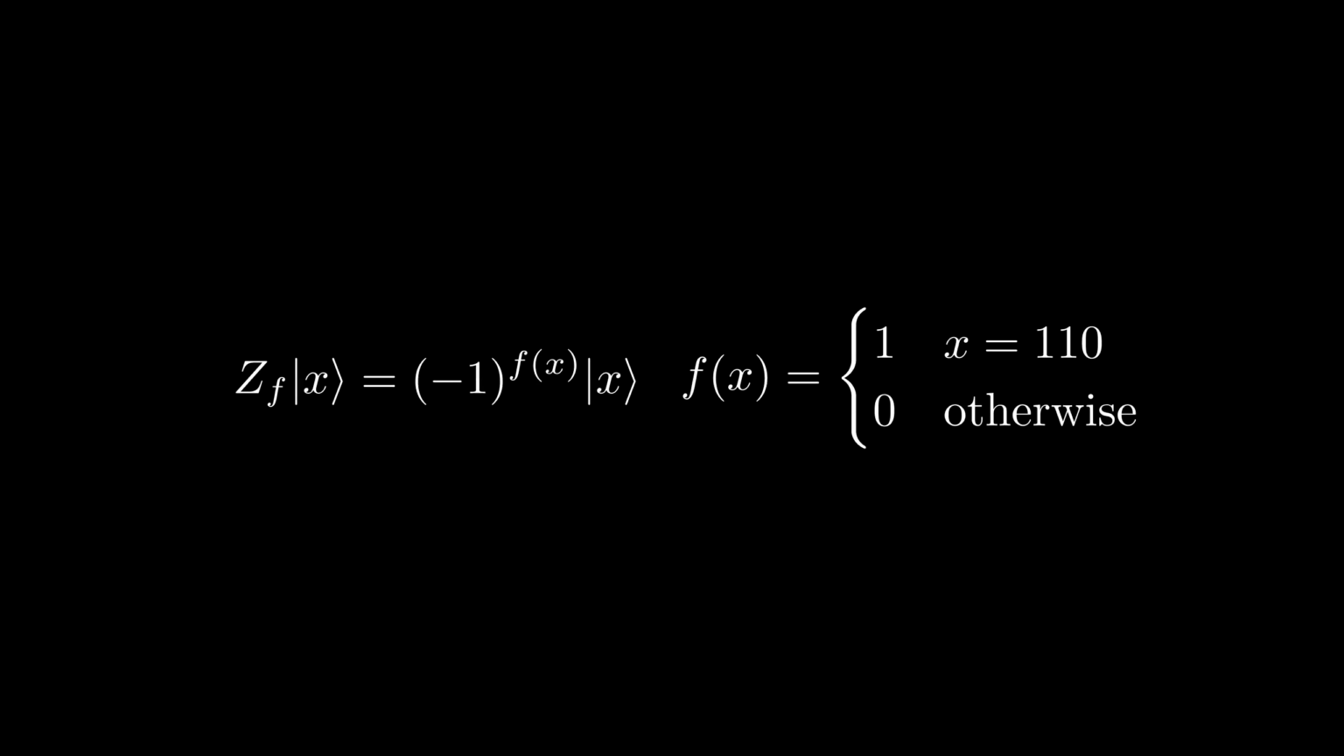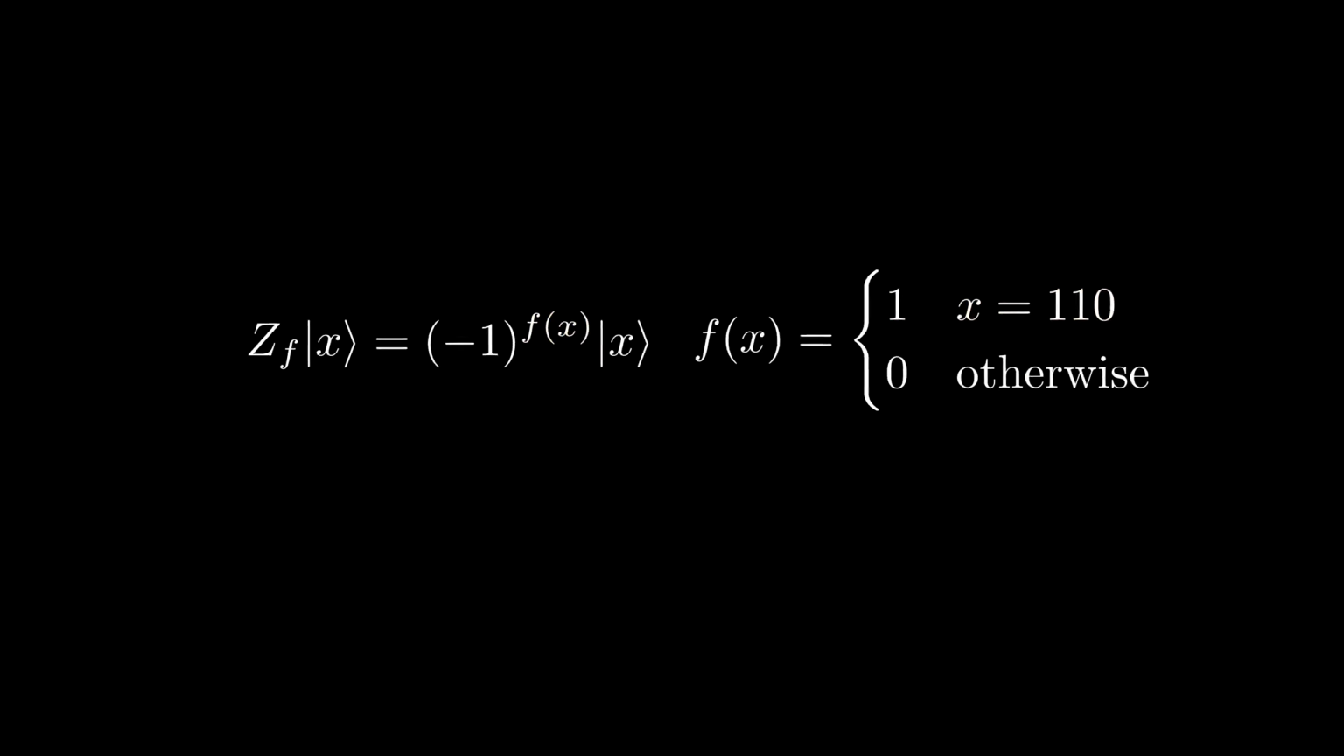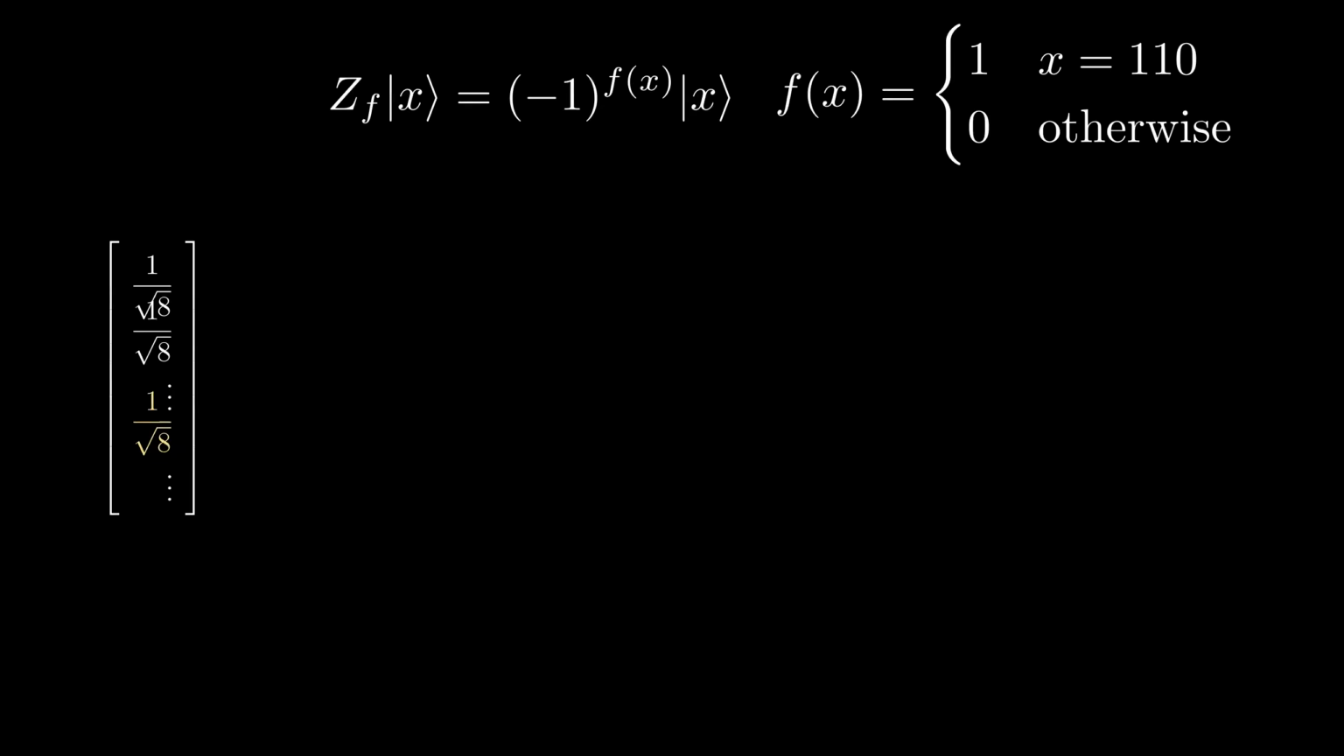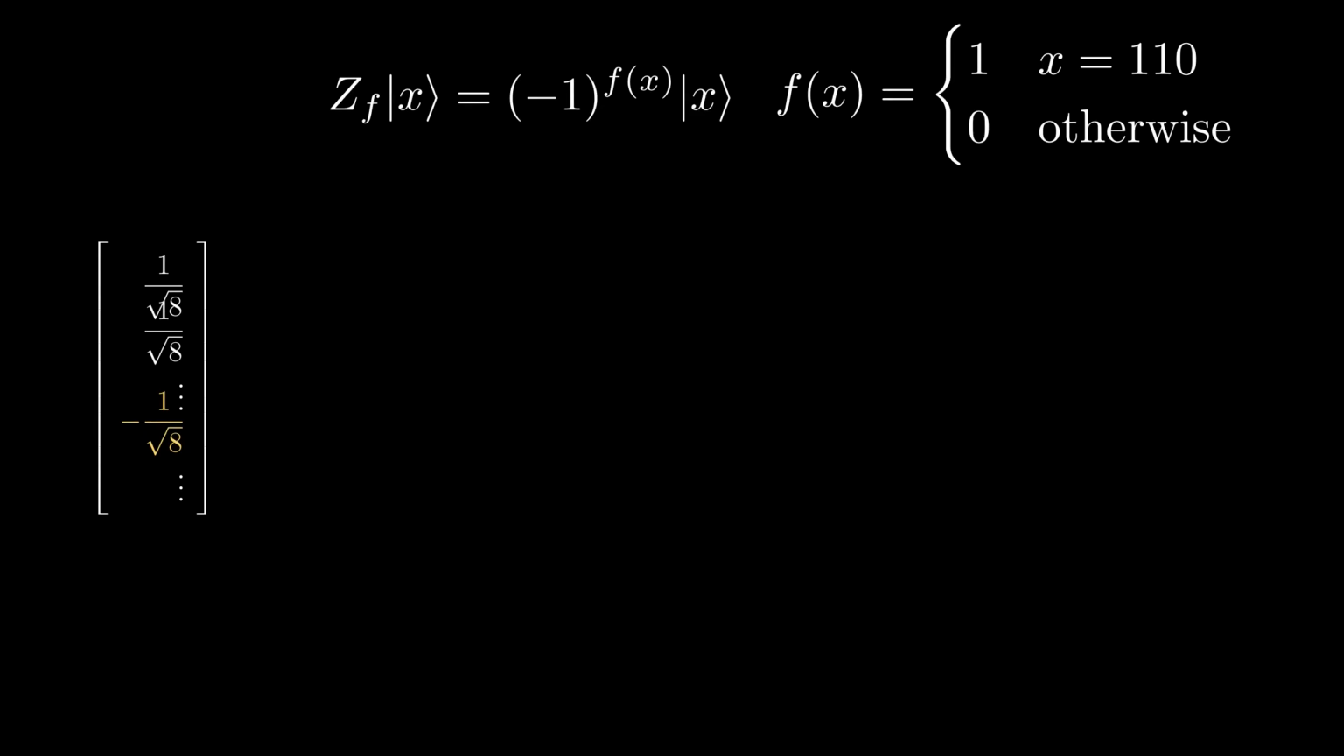Let's say the target state is the 7th box out of the 8 boxes. In binary, that should correspond to 110. Since we're using zero-based indexing, the 7th box is index 6. But wait, if we only change a sign, how does that even help? This setup might seem a little arbitrary right now, but the diffusion operator will tie everything together.